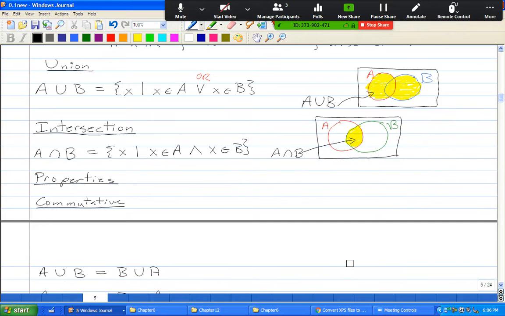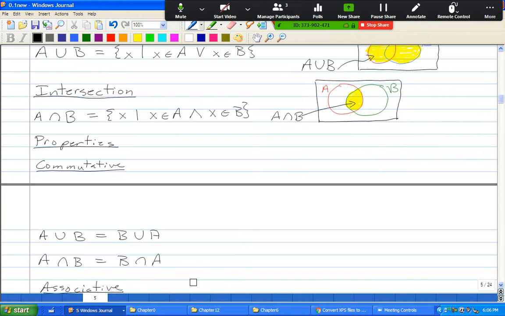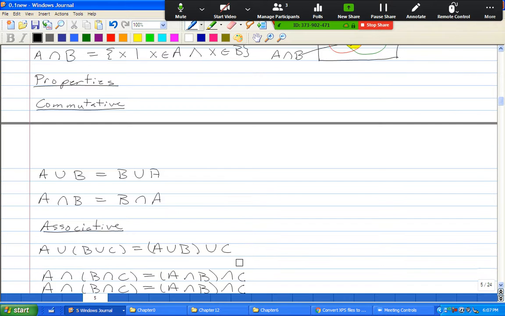Let me give you some properties of sets. The commutative property. So union is commutative. So A union B is the same as B union A. Intersection is commutative. So A intersect B is the same as B intersect A. Union is associative. And so (A union B) union C is the same as A union (B union C). Intersection is also associative. So (A intersect B) intersect C is the same as A intersect (B intersect C).